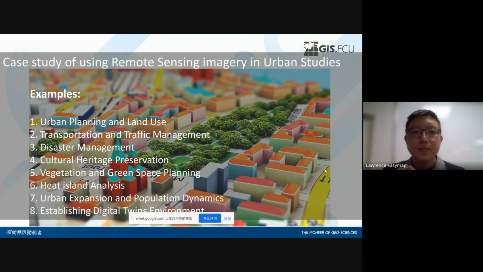Okay, so for the following session, I'm going to talk about some case studies using remote sensing images in urban studies. There are lots of examples that we can cover, and I picked 8 of them to share with you. The first one is urban planning, then transportation, traffic management, disaster management, cultural heritage preservation, vegetation and green space planning, heat island analysis, urban expansion and population dynamics, and also the establishment of digital twins.